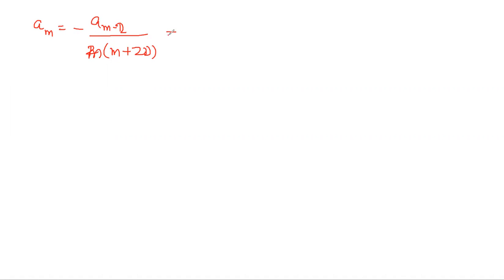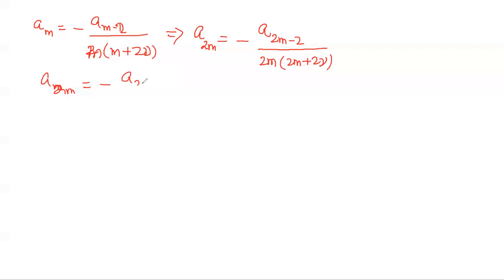Since all of these terms are even, for simplification purposes we can replace m by 2m. So a 2m is equal to minus a 2m minus 2, over 2m into 2m plus 2 nu. Then a 2m will be equal to a 2m minus 2 over 4m into m plus nu. So this will be the simplified recursive relationship.